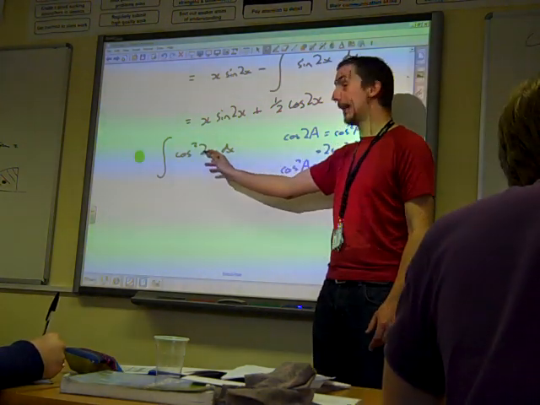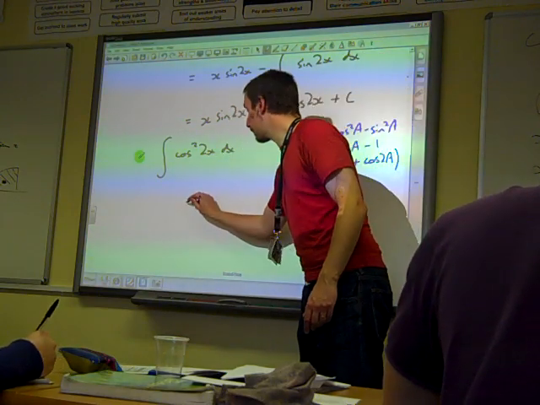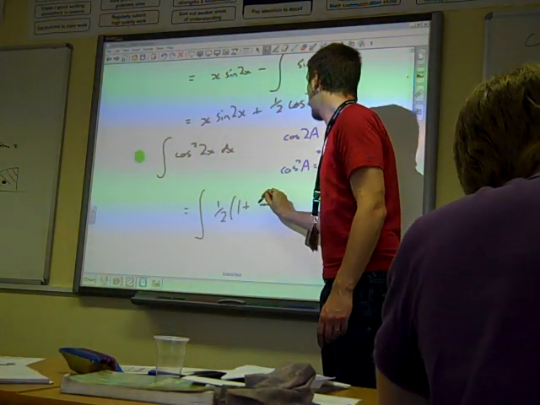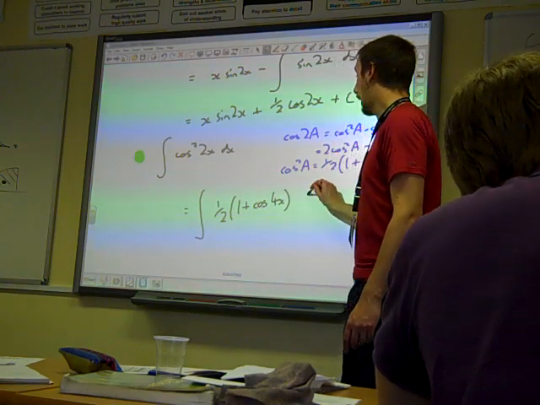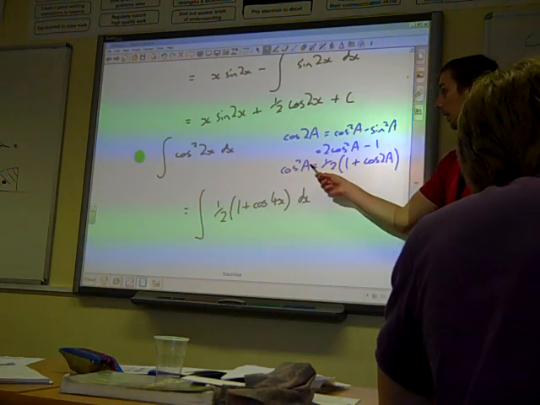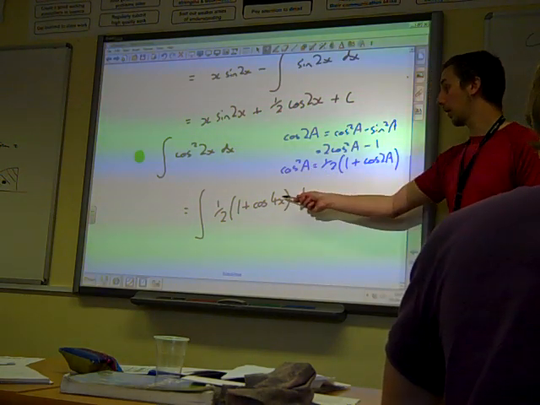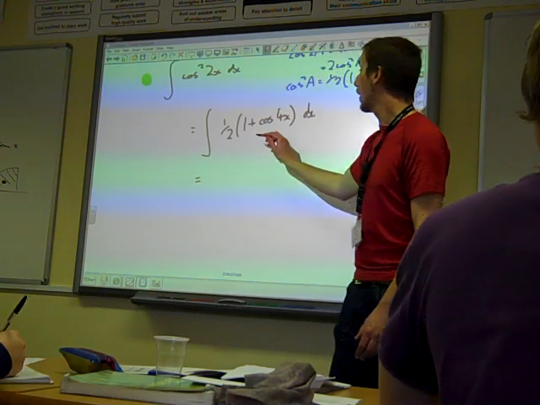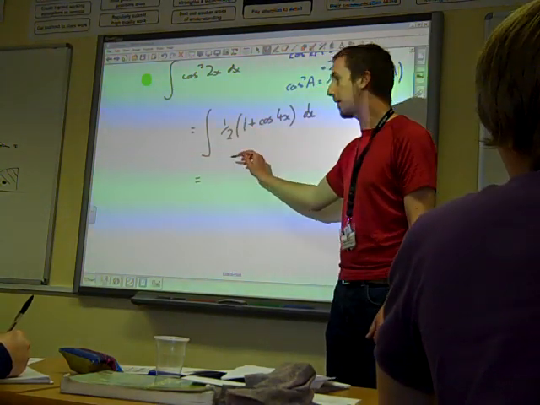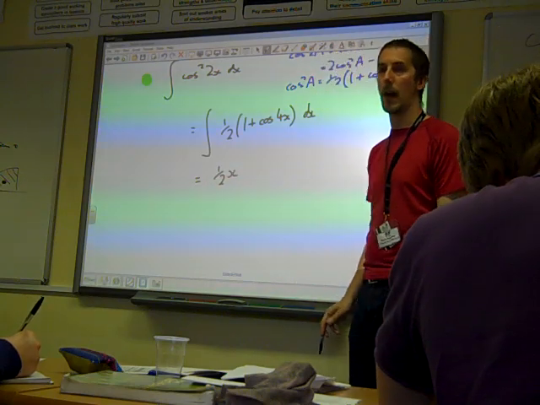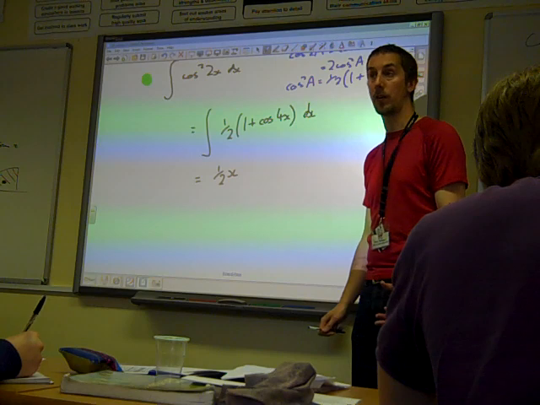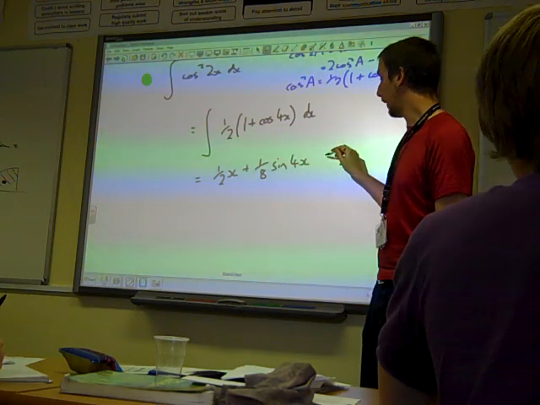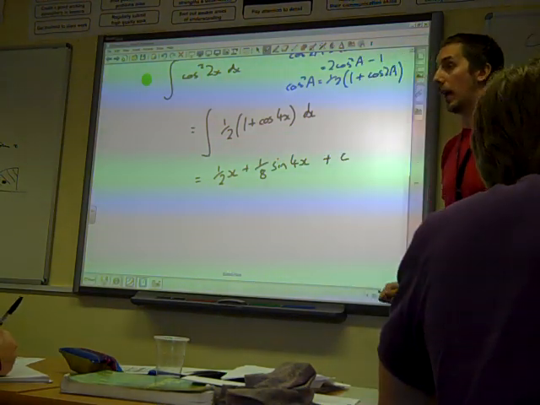Now here, a is 2x. So this integral, instead of cos squared 2x, becomes a half of 1 plus cos 4x. A is represented by 2x, so we've got twice 2x, so 4x. And we can integrate this. A half of 1 integrates to x, and cos 4x integrates to a quarter sine 4x. So we've got an eighth of sine 4x. So I'll get there.